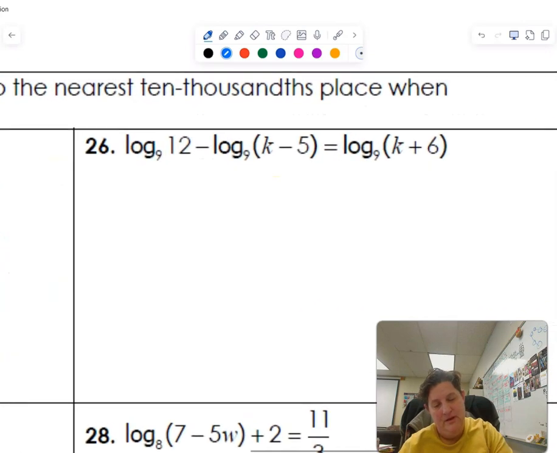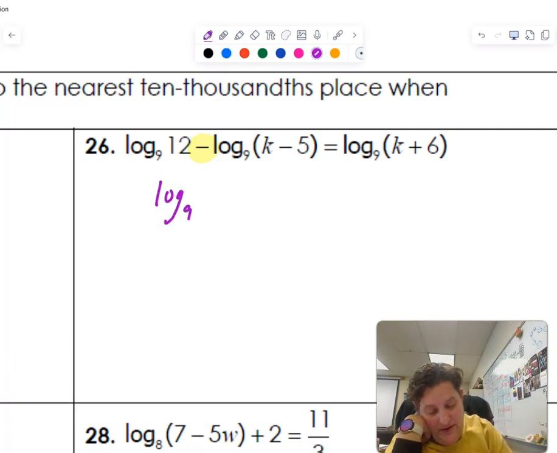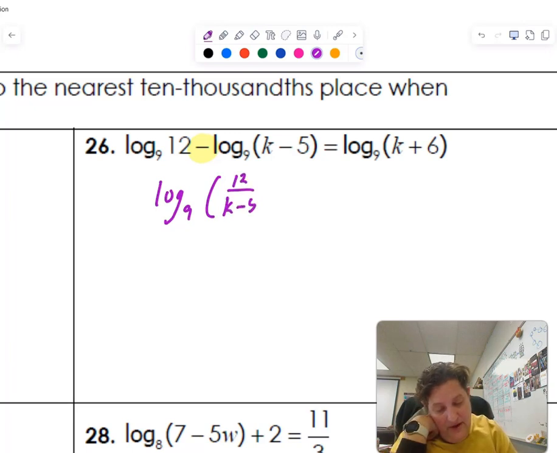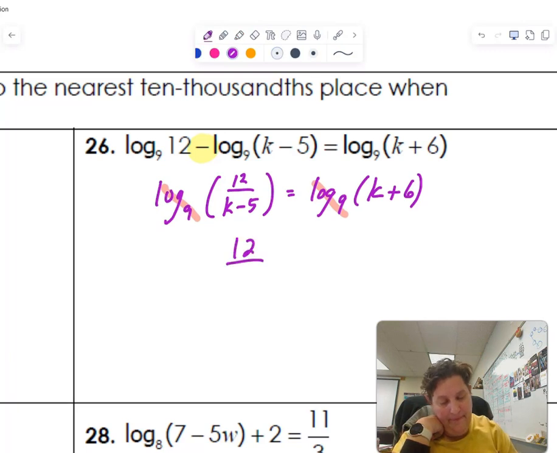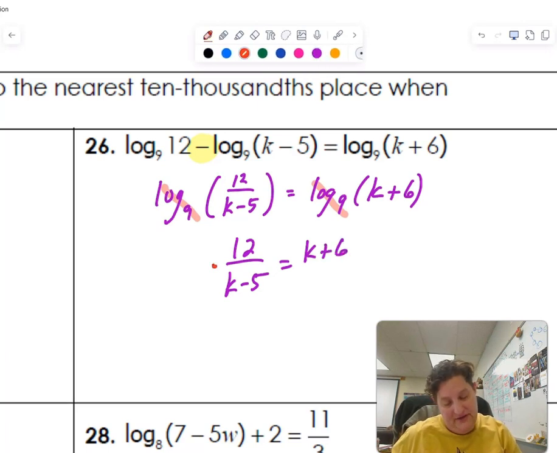Okay. Let's do our log properties first. When I'm subtracting, I'm dividing. So log base 9 of 12 over k minus 5 equals log base 9 of k plus 6. We have log bases on both sides, so we cross them out. 12 over k minus 5 equals k plus 6. All right. To solve this, I need to multiply by the k minus 5.